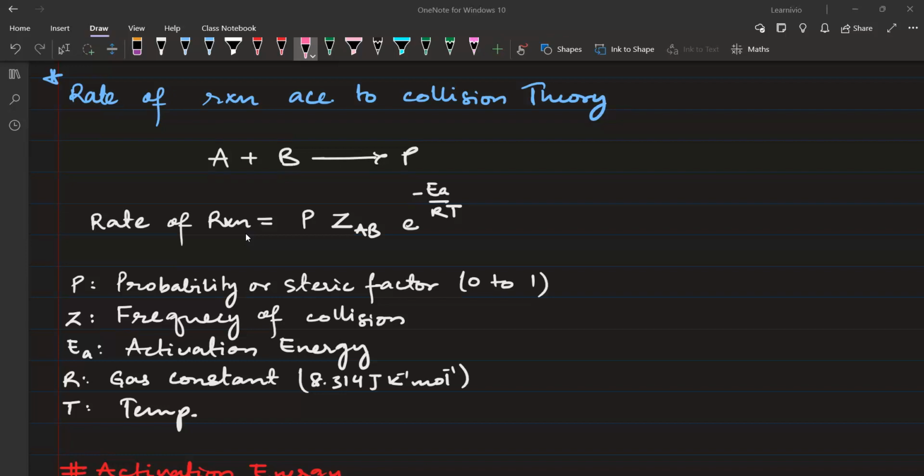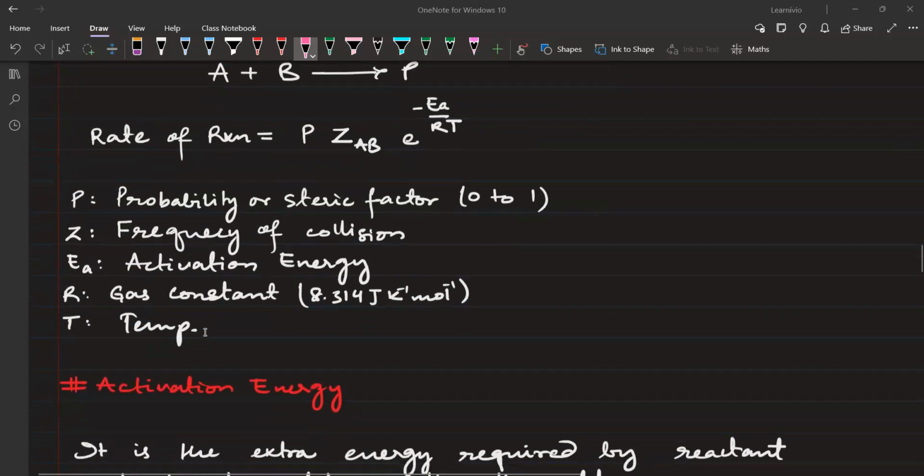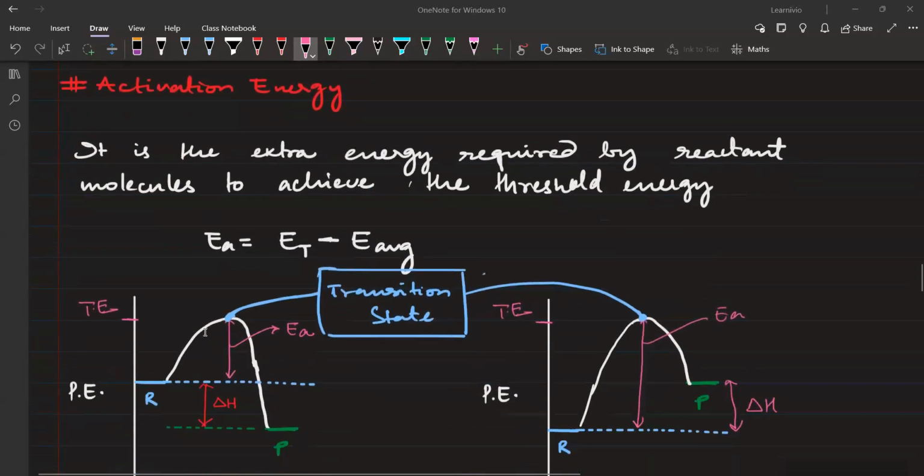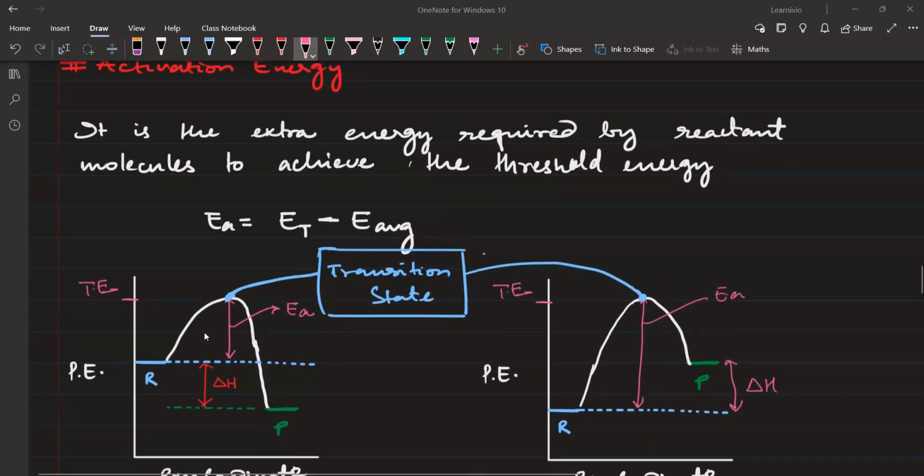Now a new term we have got here is activation energy. Activation energy and threshold energy are related. Let's see what that relation is. Activation energy is equal to the threshold energy minus the average energy of the molecules. Each and every molecule has some energy. Now raise it from that energy up to the threshold energy. So that gap between the average energy and the threshold energy is known as the activation energy.